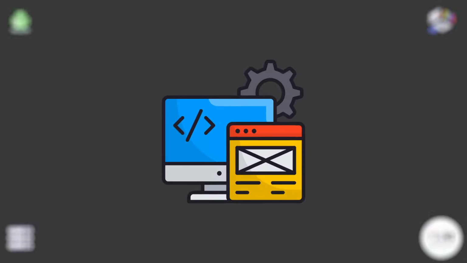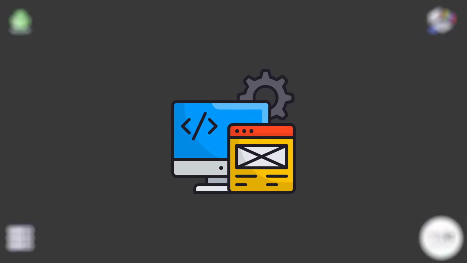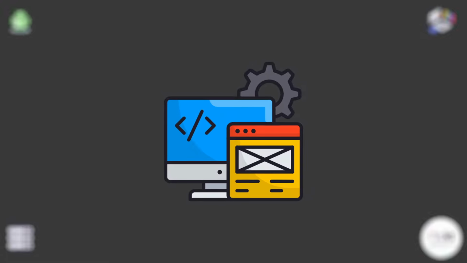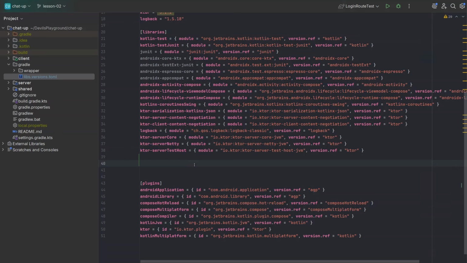Let's dive in. For our UI tests, we'll write them in the client module. Since we are sharing our UI with desktop, this will be good enough for our application right now. Let us begin by adding our Ktor dependencies on the client side. We will add the core client and the engine of choice.